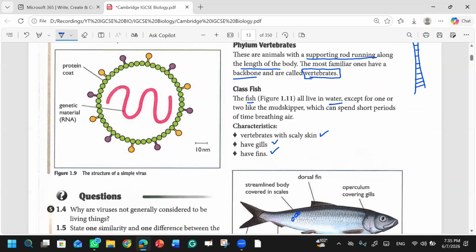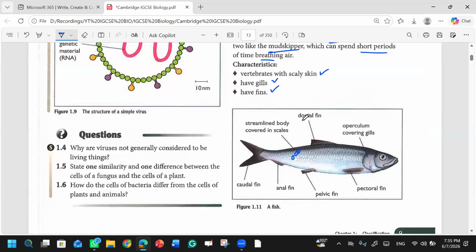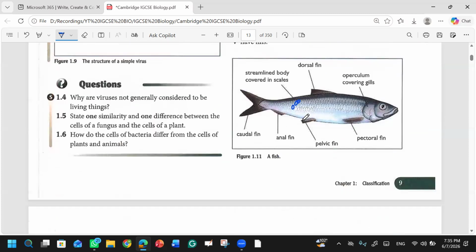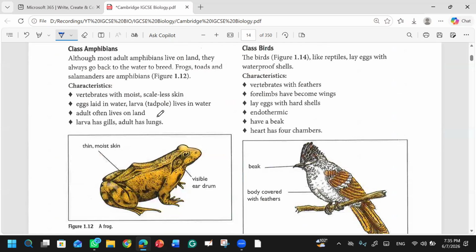They all live in water except for one or two, like the mudskipper, which can spend a short period of time breathing in the air. So mostly, you can say 99% of the fishes live in the water. There are some exceptions, just like the mudskipper. It can be in air. So this is very simple, the class fish.